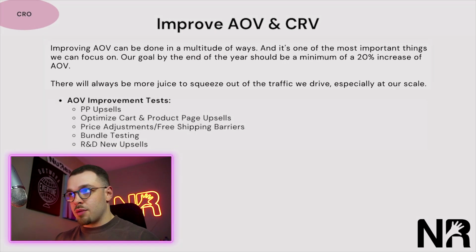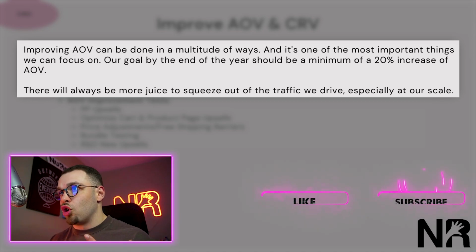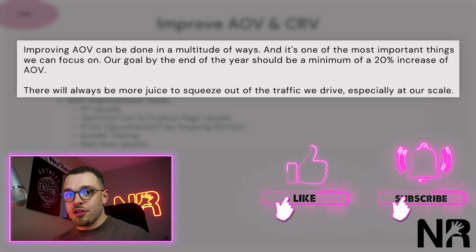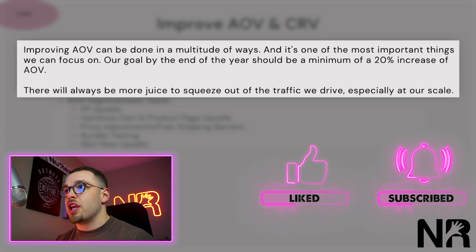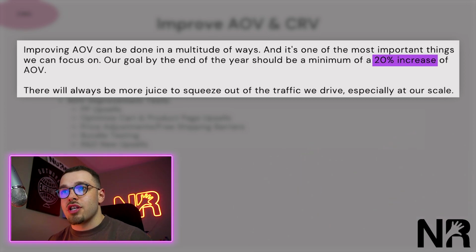Improving our average order value can be done in a multitude of ways, and it's one of the most important things that we can focus on. Our goal by the end of every single year, hopefully, right, depending on where you're at in your e-commerce brand journey, should be the goal to improve average order value by a minimum of 20% each year.